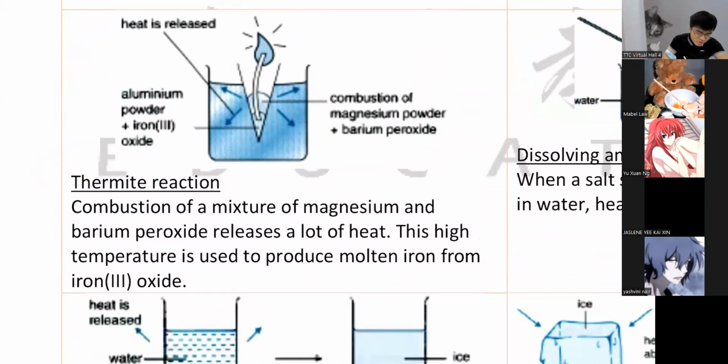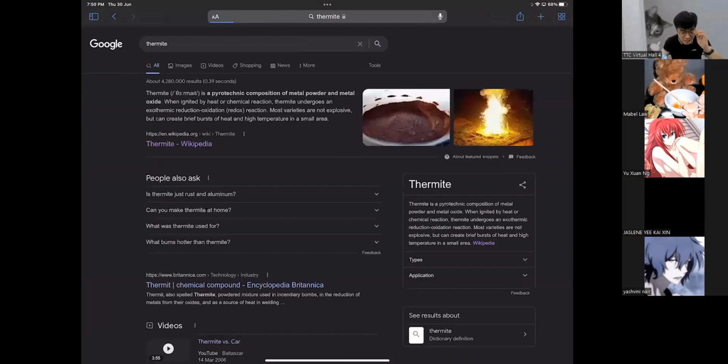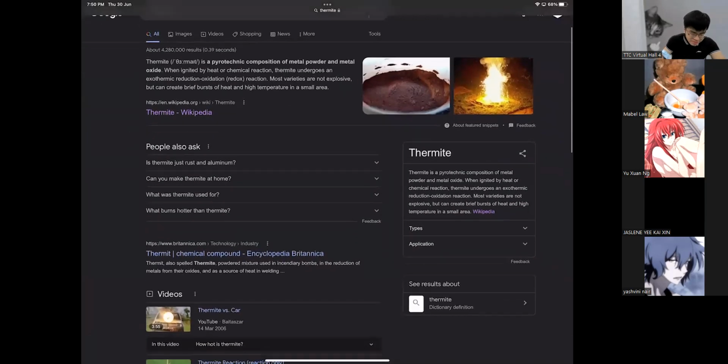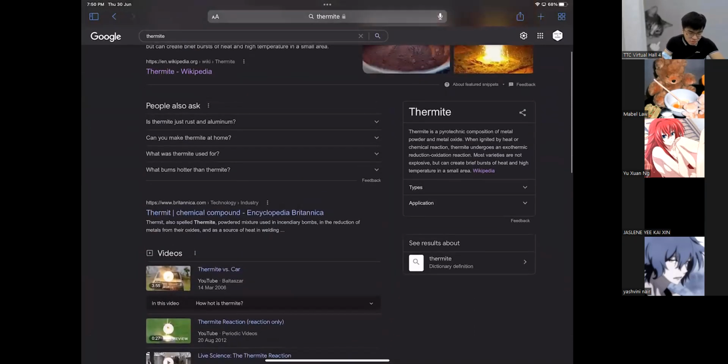By the way, do you know what is thermite? Thermite is a reaction of magnesium and barium peroxide. You might say, sir, what is this? You don't need to know. What you need to know is this is a very exothermic reaction. Very exothermic. What does it mean? It releases a lot of energy to the surrounding. In fact, it is so hot, this thing can reach up to 2000 something degrees Celsius.